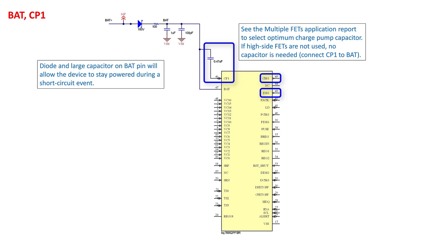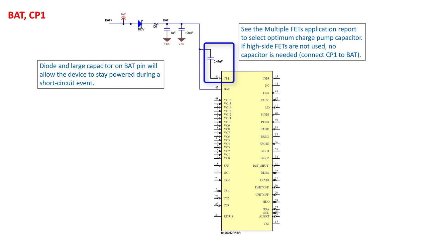The typical value in the datasheet for the charge pump capacitor is 470 nanofarads, but this value can be adjusted up to a maximum of 2.2 microfarads, depending on the total capacitance that the charge and discharge pins will need to drive. Section 4 of the Multiple FETs application report has an in-depth discussion on how to select the charge pump capacitor value and the trade-offs.